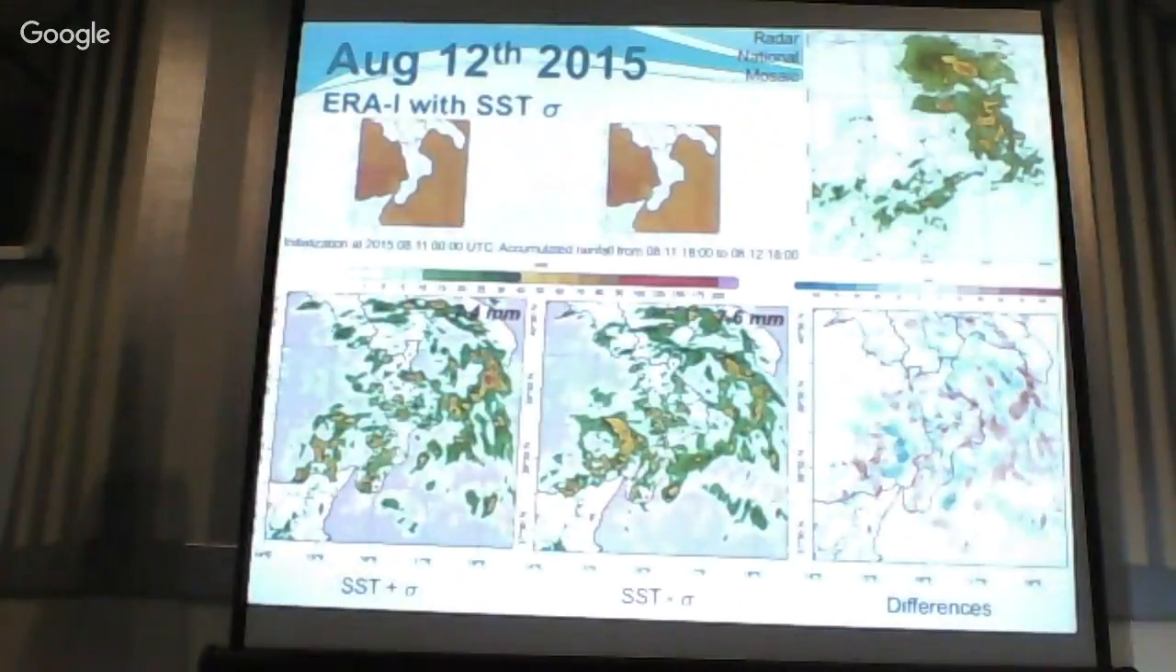This is a slide related to the differences between high resolution SST plus standard deviation and high resolution SST minus standard deviation. That is, does the uncertainty in high resolution SST fields have any effect? Actually, it looks like it has some small effect. With the SST plus sigma, we still have this peak here, and with minus sigma, we do not anymore.